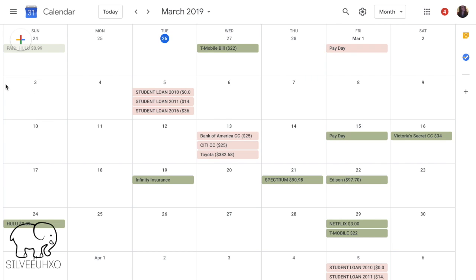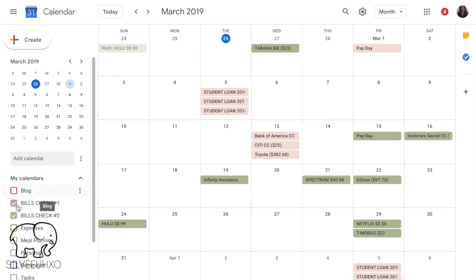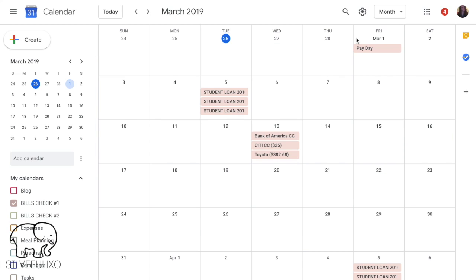And the reason is because I have them separated by paycheck. So I have check number 1 and check number 2. Right now we'll take a look at check number 1. As you can see, on the first we receive a check, we get paid that day. So these are the bills that we have due before the next paycheck.